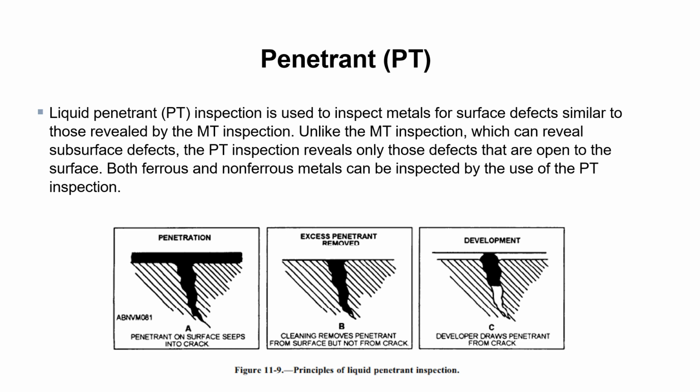So liquid penetrant inspection is used to inspect metals for surface defects similar to those revealed by mag particle testing. Unlike mag particle testing, which can reveal subsurface defects slightly, the PT inspection reveals only those surface defects that are open to the surface. Both ferrous and non-ferrous metals can be inspected using the PT inspection.